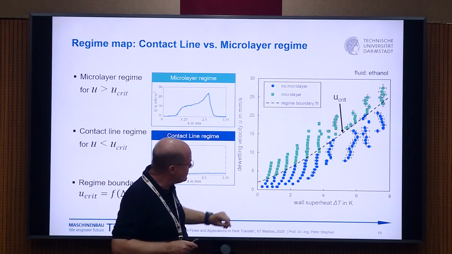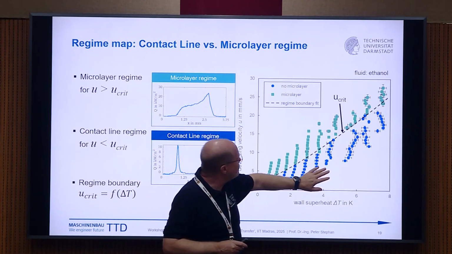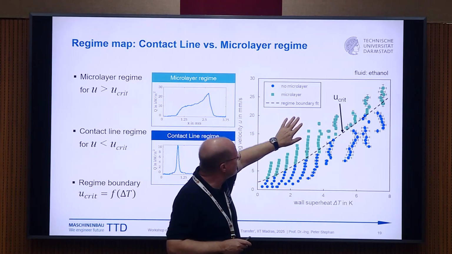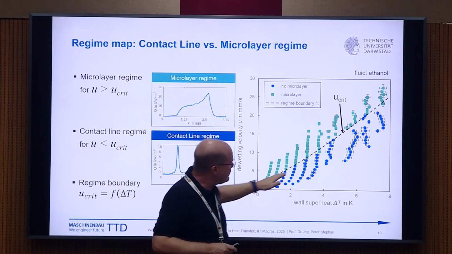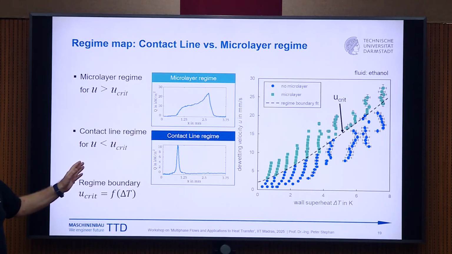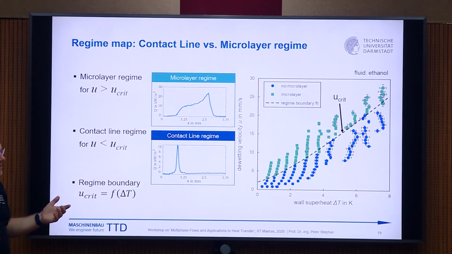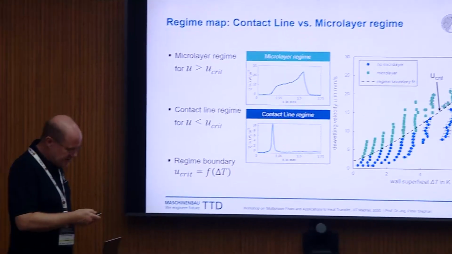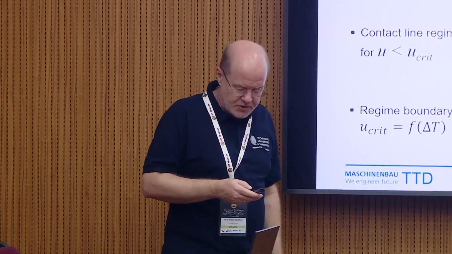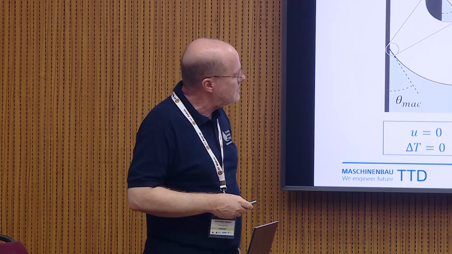And then we found we can distinguish that either we have no microlayer, that means we are in the contact line evaporation regime, or, the green points, we are in the microlayer regime. And there's a nice curve. So you can see it's really two regimes, and you can distinguish these regimes by a critical velocity. The critical de-wetting velocity depends on the heat flux, of course. Above this critical velocity, we are in the microlayer regime. Below this critical velocity, we are in the contact line regime. And the critical velocity depends on the superheat or on the heat flux.